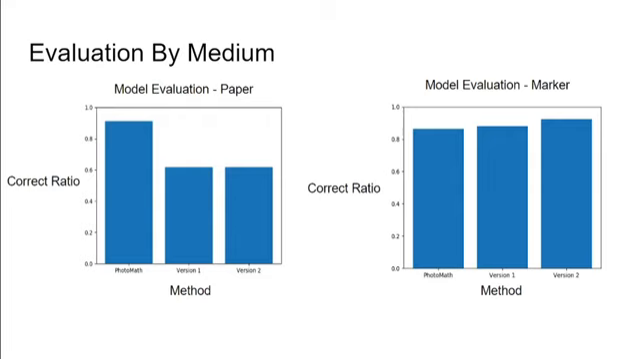We also did an evaluation by medium, and we found that paper was underrepresented in our train set, and that showed in testing, and that our models actually outperform its commercial counterpart Photomath using the marker medium.